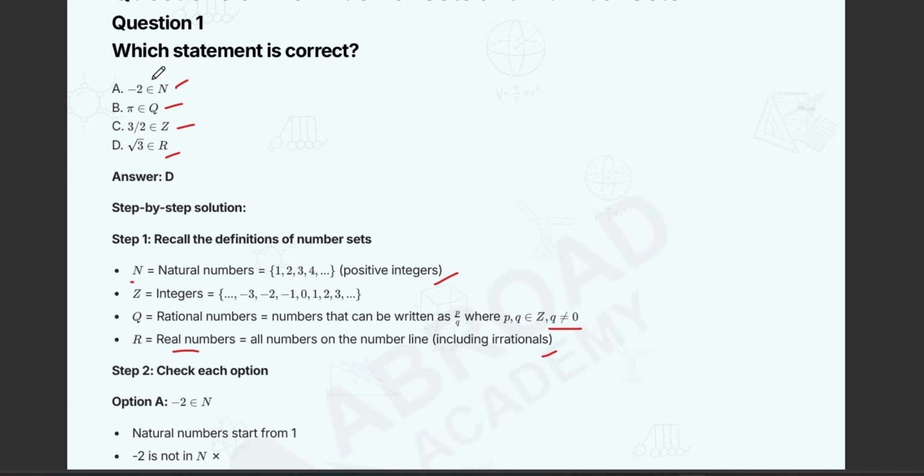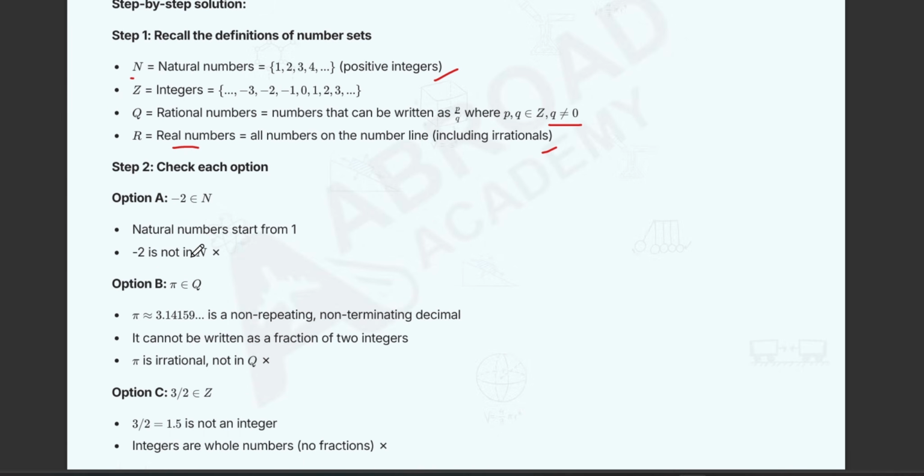So the correct statement is that root 3 is a real number, because the real numbers include all numbers. Here, Z is 3 divided by 2, which is not true because Z is only integers, but 3 by 2 is a fractional number. And pi is an element of Q? Q is the rational numbers, which are written as p by q, but pi is not possible to write as p by q. Also, minus 2 as an element of N, the natural numbers: natural numbers are only positive numbers, and minus 2 is negative, so that's not possible. So the answer will be D.